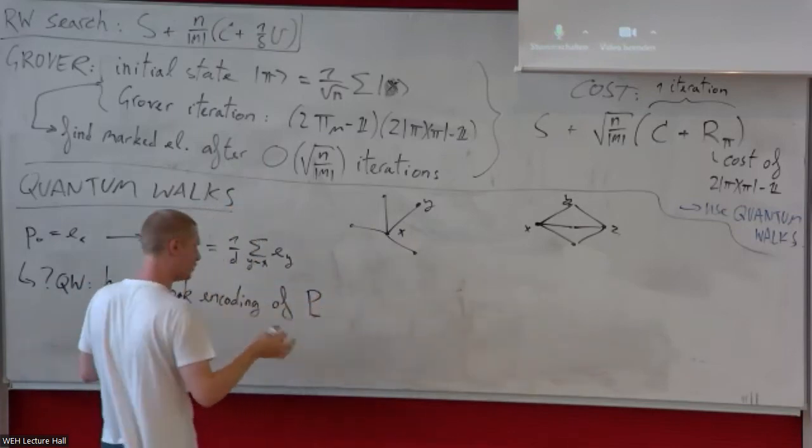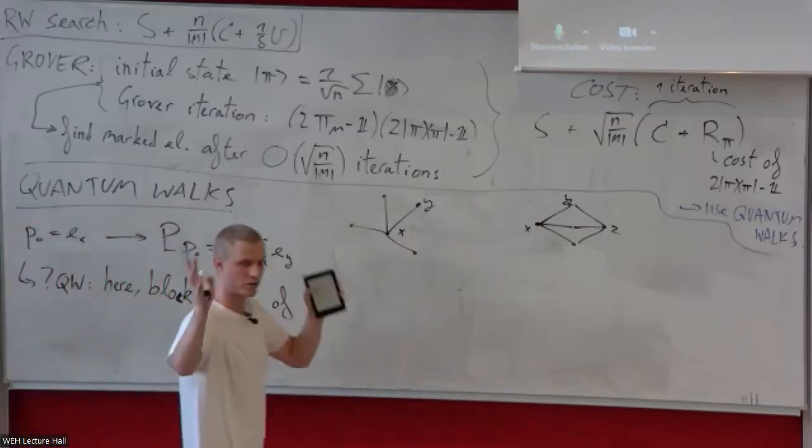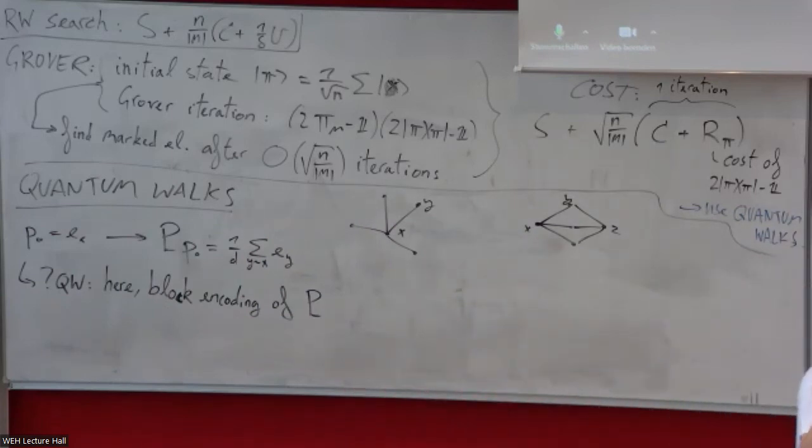Right, and it kind of makes a little sense, right? Because you want to sort of start from this P and then construct a quantum object from that, that's close to P in some sense.